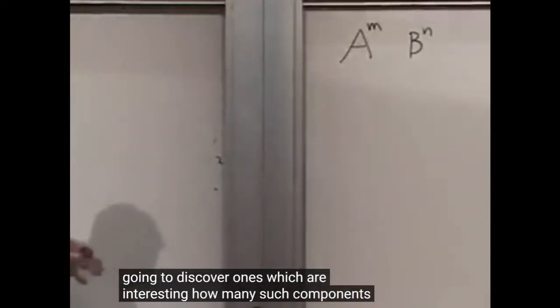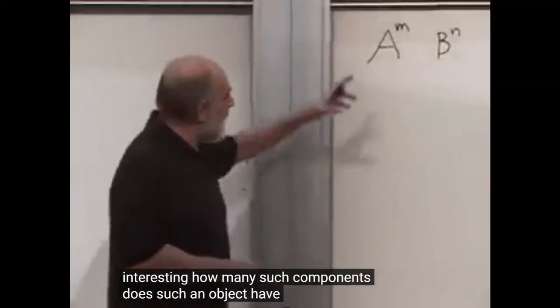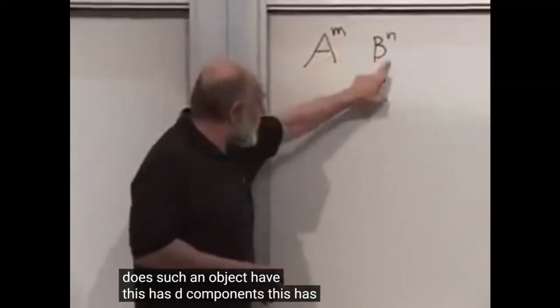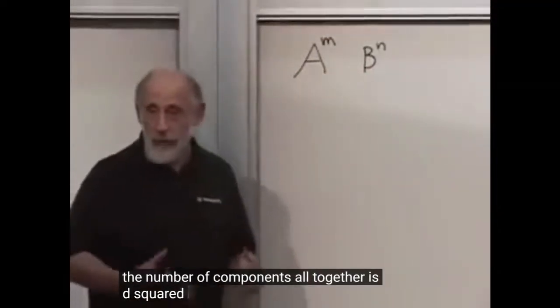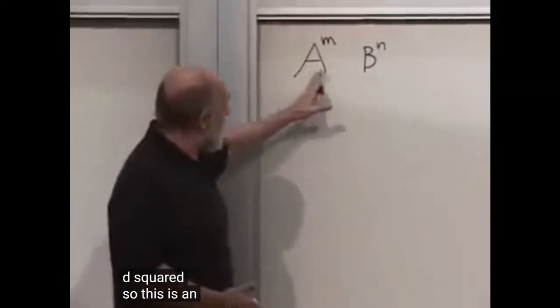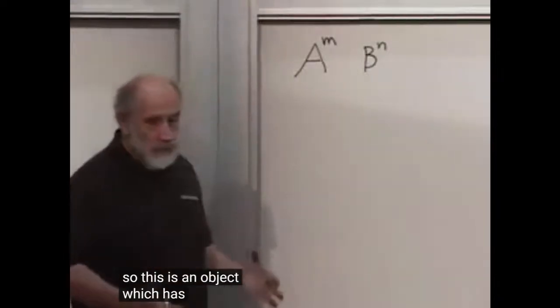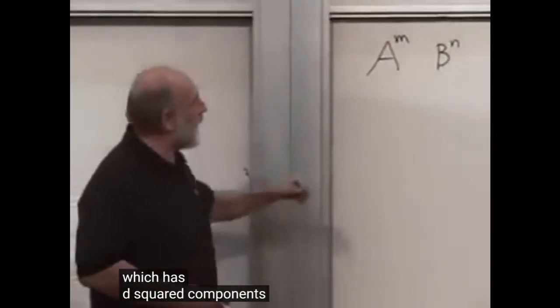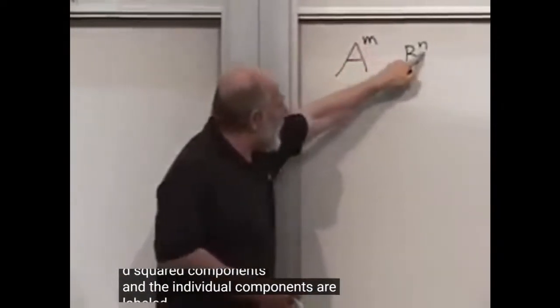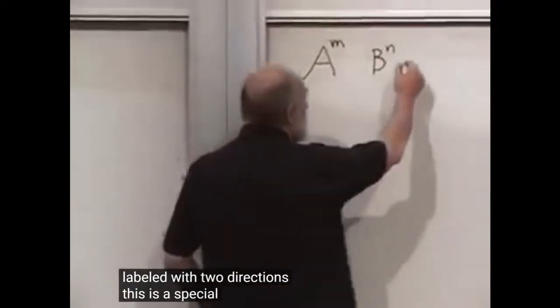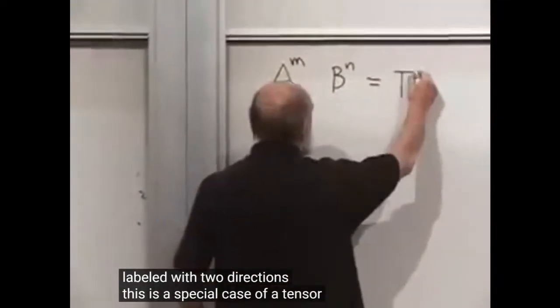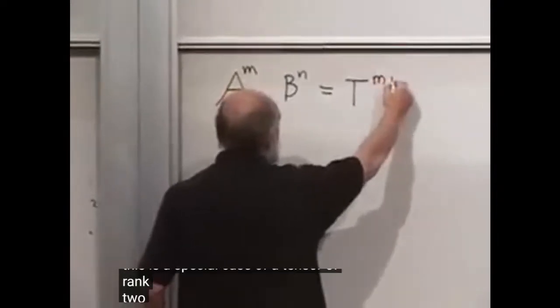How many such components does such an object have? This has D components. This has D components. The number of components altogether is D squared. So this is an object which has D squared components, and the individual components are labeled with 2 directions. This is a special case of a tensor of rank 2.